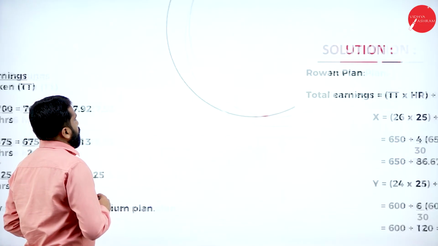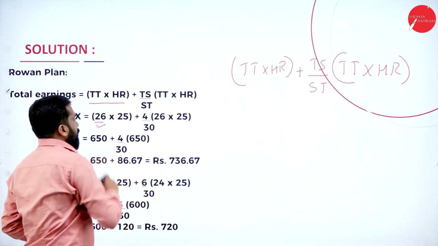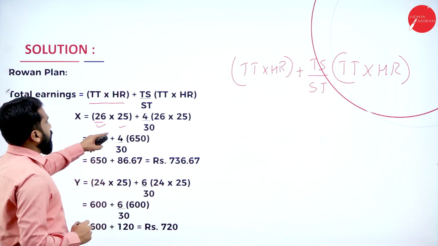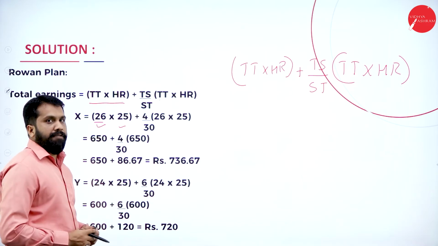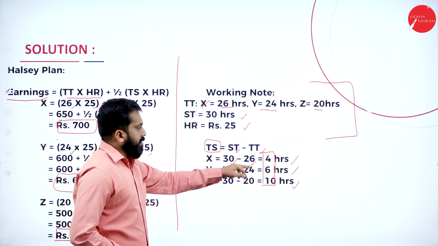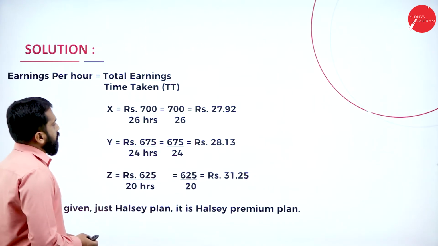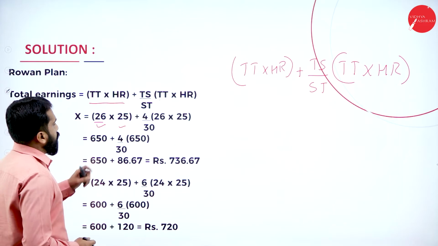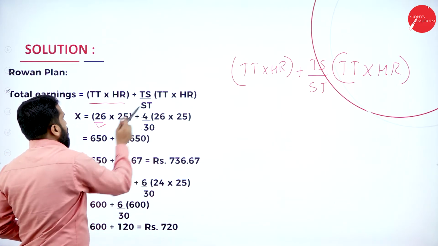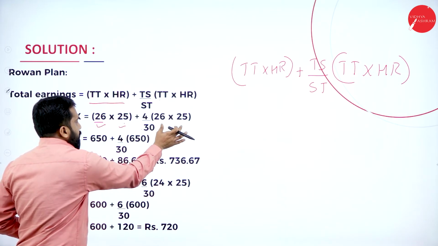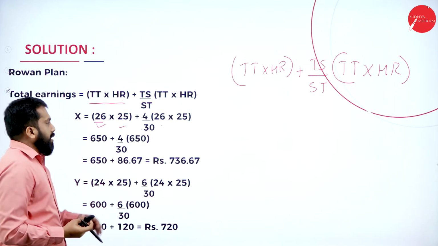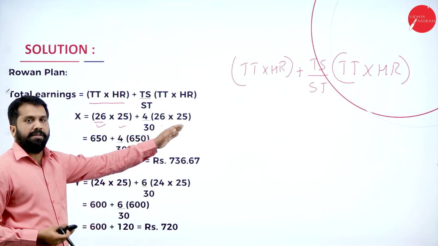So, as per this, 26, what is the hourly rate? 25. Now, if you calculate the time saved, the first person here saved 4 hours. 4 by standard time is how much? 30. Same, whatever you have written, copy, paste. Same thing: 26 into 25.